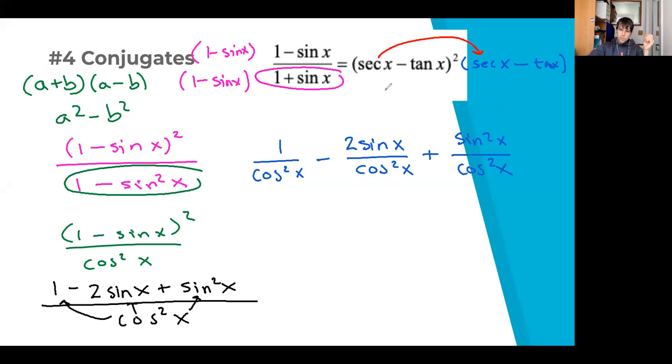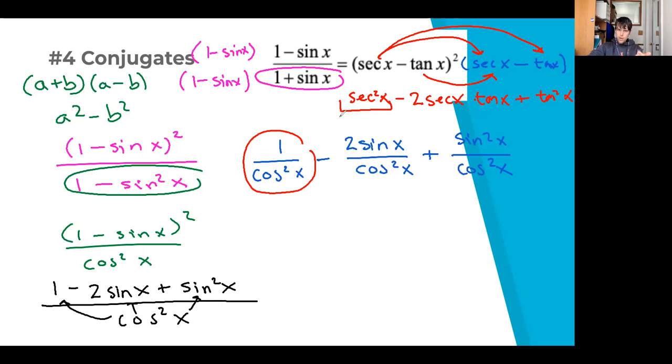So secant x times secant x is secant squared x. And then I have secant x times negative tangent x, and negative tangent x times secant x. Those are going to be the same product, so we get negative 2 secant x tangent x. And then we get plus tangent squared. So when I multiply this out, this is what I get. I need to see how these two things are connected. I think they're connected. This right here is this term. Secant squared x is the reciprocal of cosine squared, so this one is secant squared x.